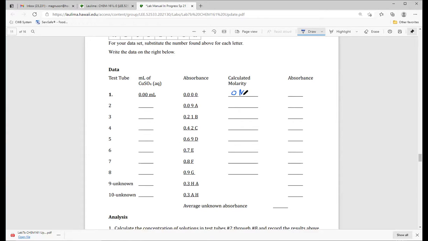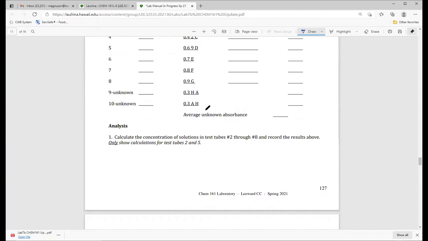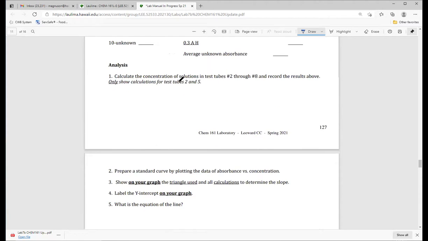Molar. And then you get, these are your unknowns, get the average. Calculate the concentration of the solutions 2 through 8, but only show calculations for 2 and 5.